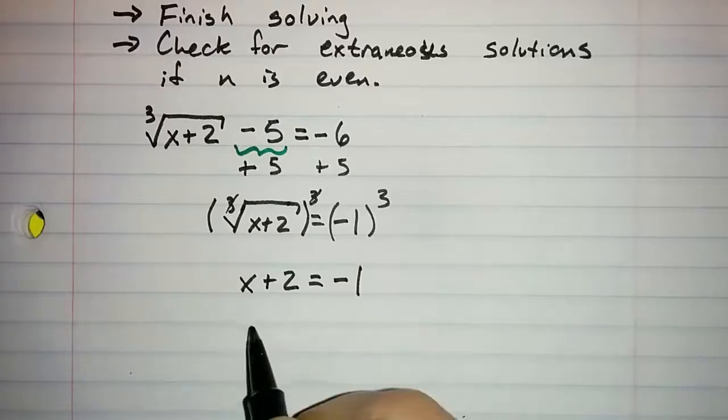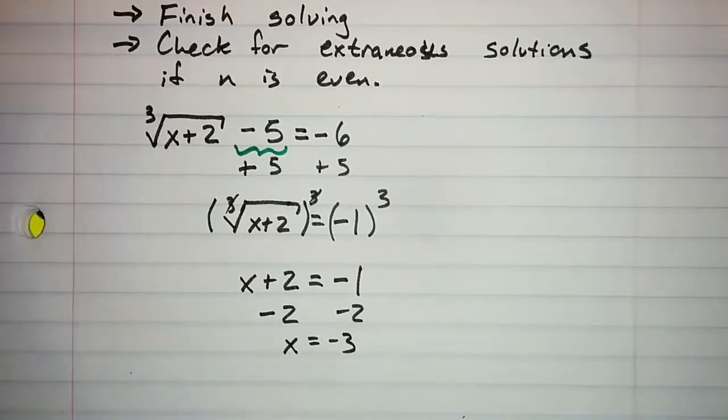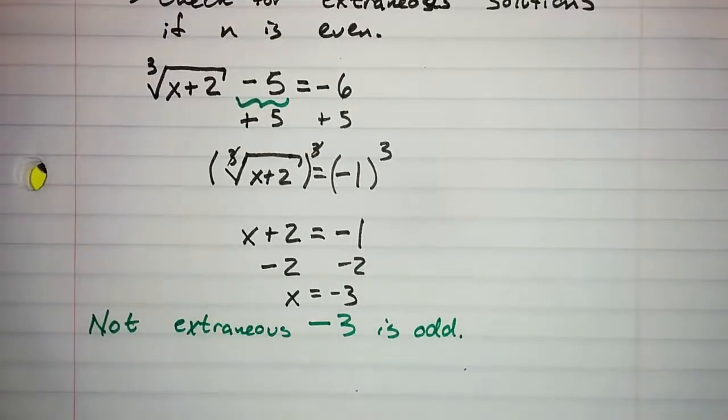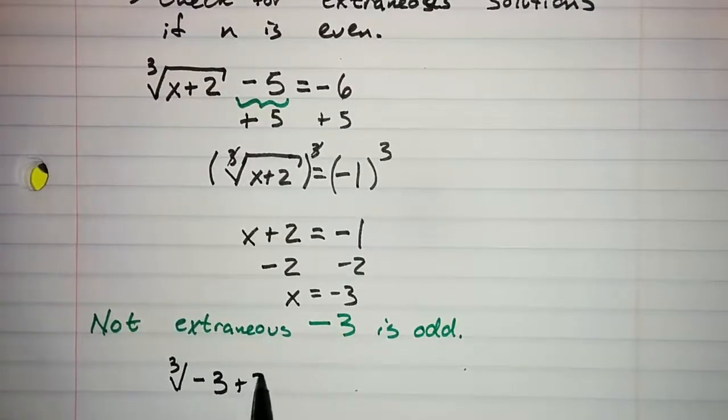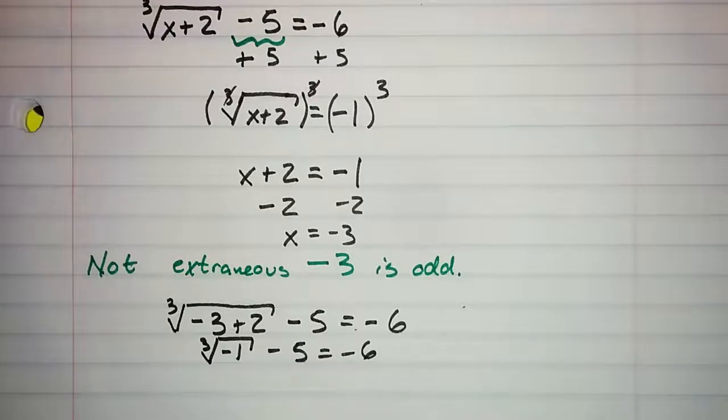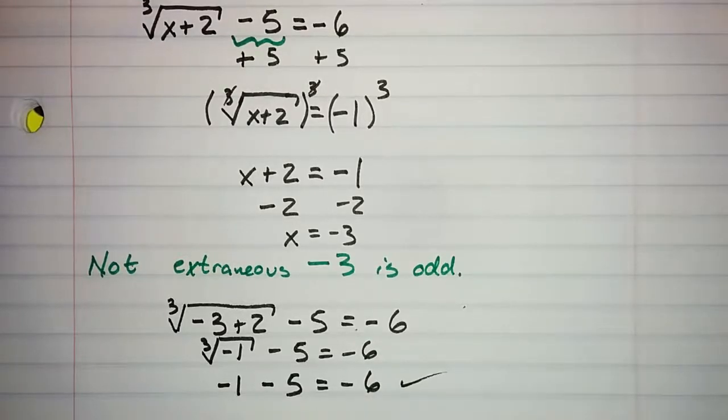We finish solving normally, and we note that this can't be an extraneous solution because n was odd. However, we should probably check and make sure that that worked properly. Namely, that the cube root of negative 3 plus 2, minus 5 really does work out to negative 6. Negative 3 plus 2 is negative 1. And yeah, the cube root of negative 1 is negative 1. Negative 1 minus 5 does in fact equal negative 6.